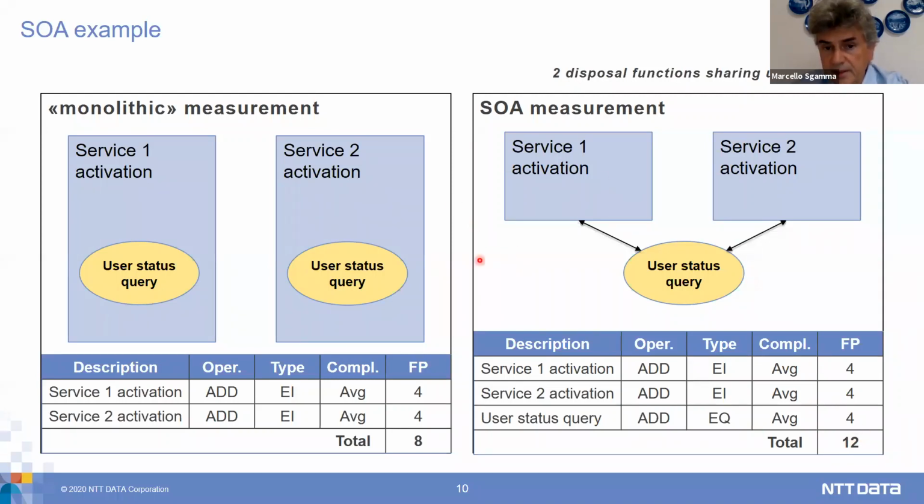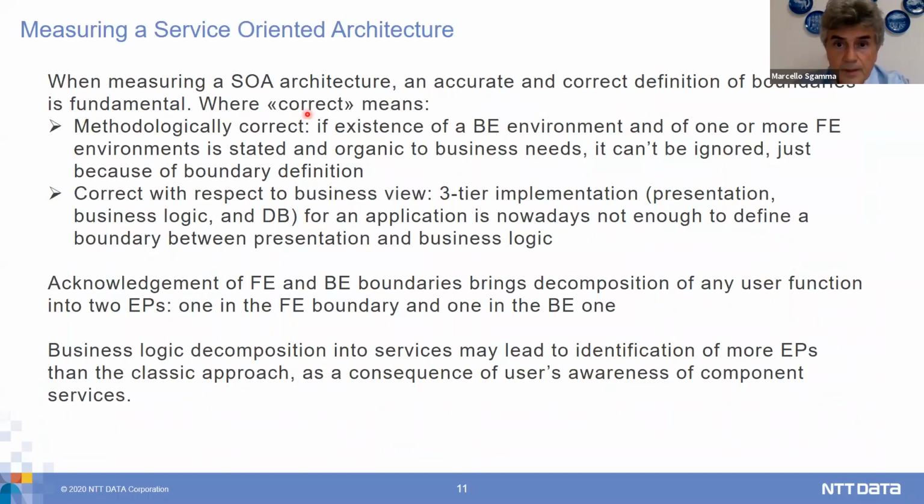In this way, we see that with a service-oriented approach, when the user has visibility and recognizes use and utility of shared services, we have an increase in function point counts. As for boundaries, when measuring a service-oriented architecture, an accurate and correct definition of boundaries is basic. That is, it is important the methodology. We cannot ignore existence of a backend environment and of a front-end environment when organic to business needs.